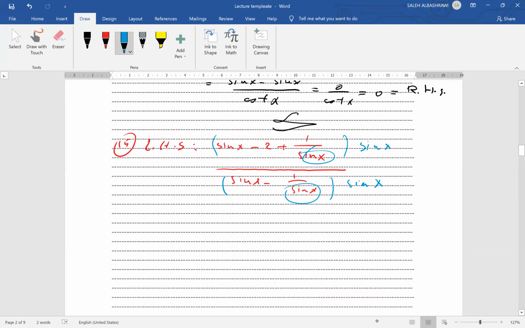So we multiply now sine with sine x. I will have sine times sine will give me sine square, minus 2 multiplied by sine is 2 sine x, and sine multiplied by 1 over sine, this will cancel, I will have plus 1. Same thing for the denominator, I will have sine square minus 1.